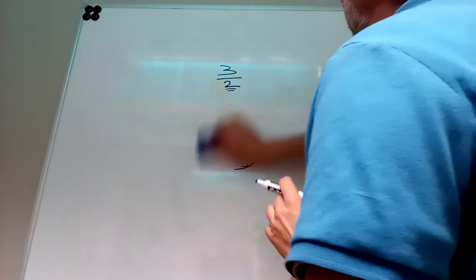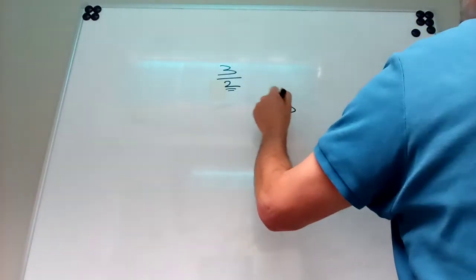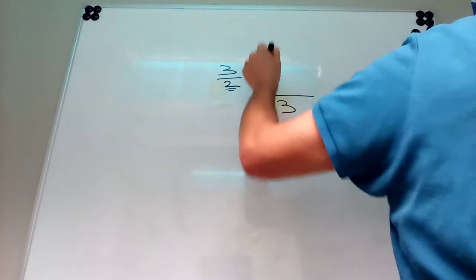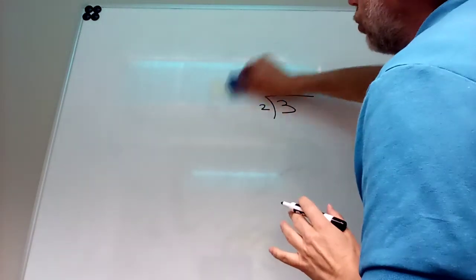Now, like I said, you can write this as a division problem. Drop the 3 down in the box, divided by 2. You could also do this a couple different ways like that. But let's show division.